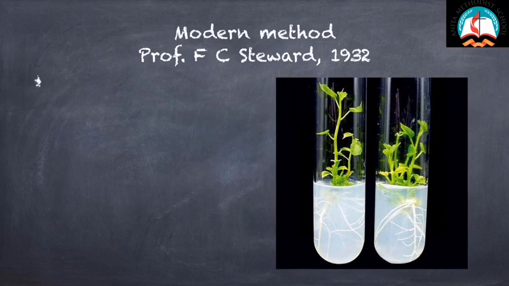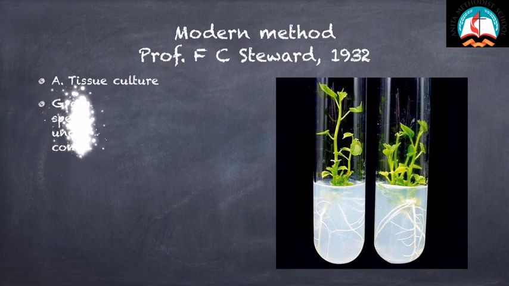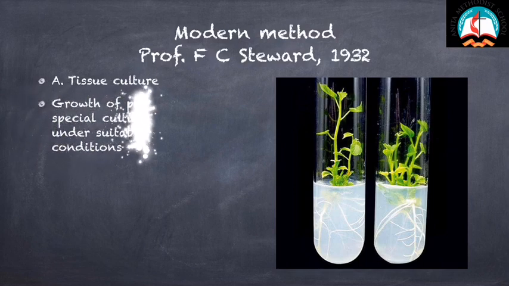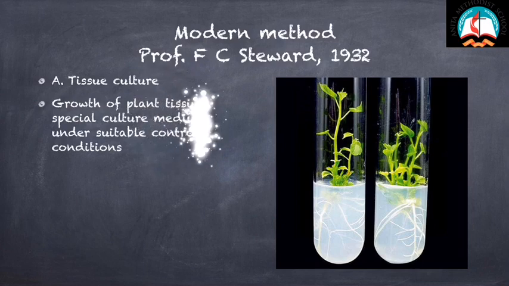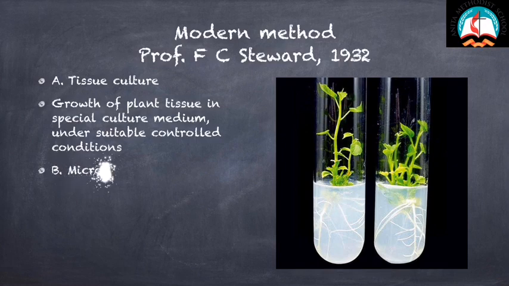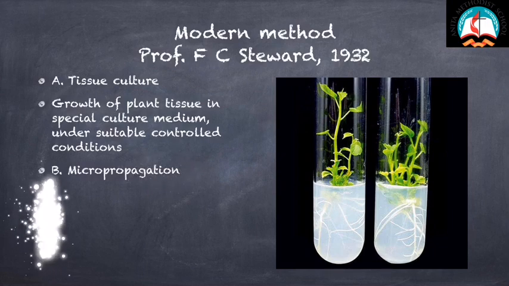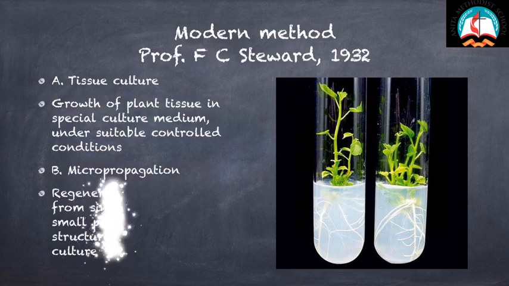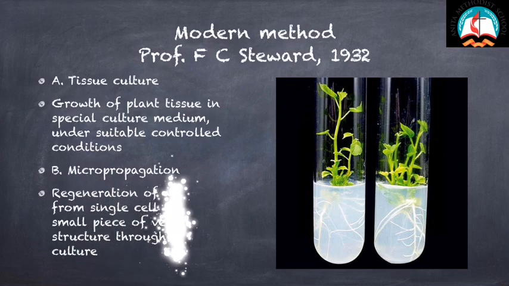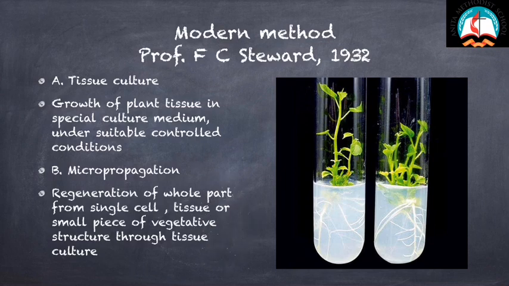The modern method was discovered by Professor C Steward in the year 1932. There are two methods, tissue culture and micropropagation. In tissue culture, plant tissue is grown in a special culture medium under suitable controlled conditions. In micropropagation, the regeneration of a whole plant from a single cell, tissue or a small piece of vegetative structure is done through tissue culture. These are the two types of modern methods used in plant reproduction.